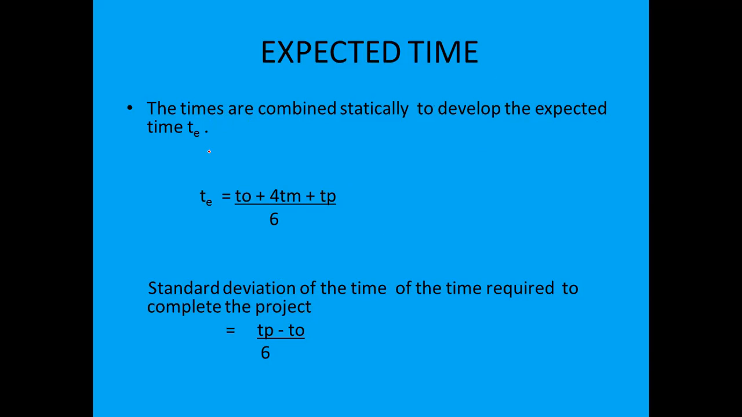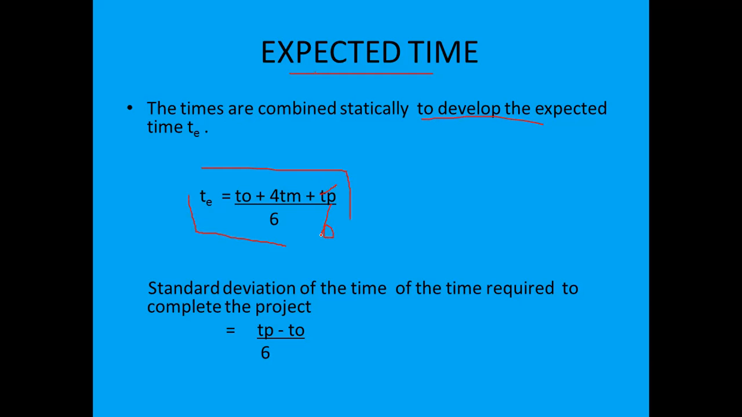So the formula is expected time. The times are combined statistically to develop the expected time. Therefore, the expected time TE is equal to T naught plus 4TM plus TP divided by 6. That is equal to the expected time.